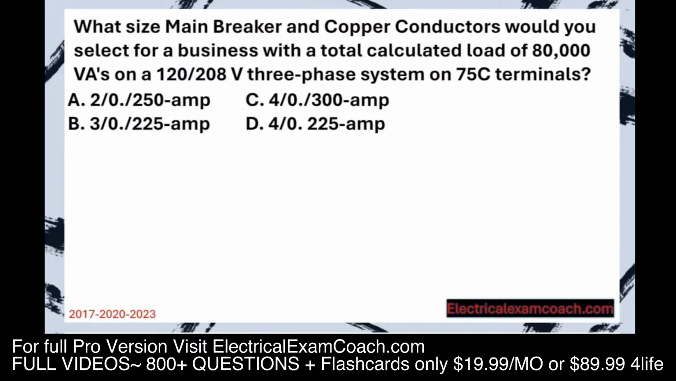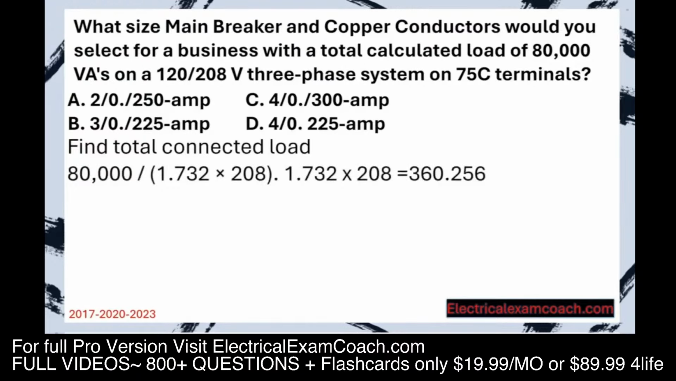Let's get to it. What size main breaker and copper conductors would you select for a business with a total calculated load of 80,000 VAs on a 120/208 three-phase system on 75°C terminals? Step 1, find our total connected load. In this case, they've already given us the 80,000 VAs, but we have to do that little bit of pre-work first on all of our three-phase calculations like we learned before.